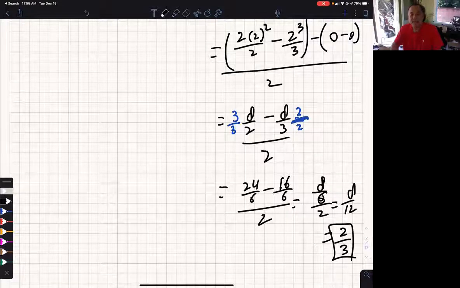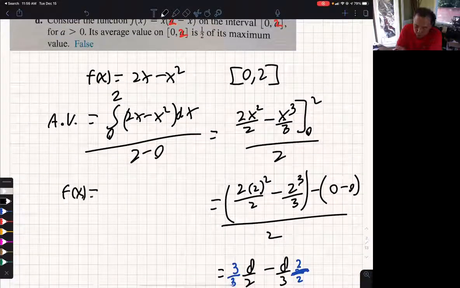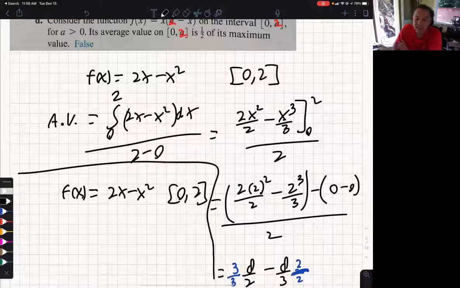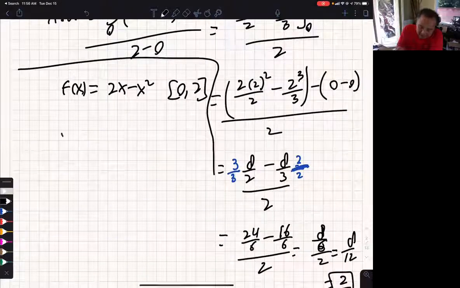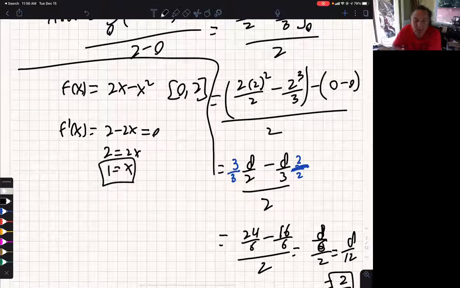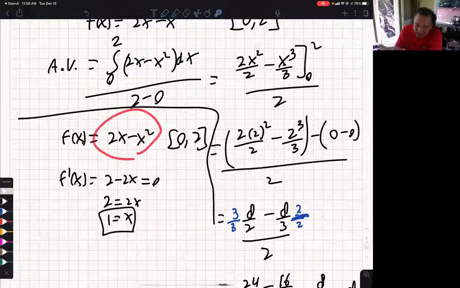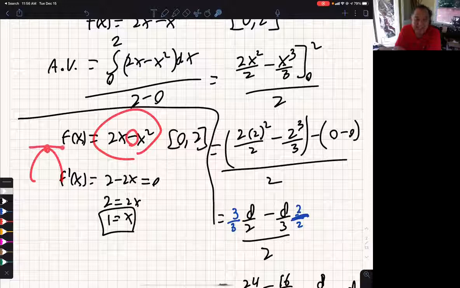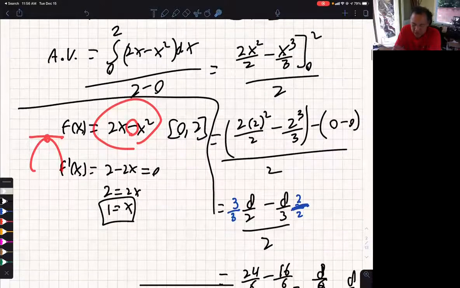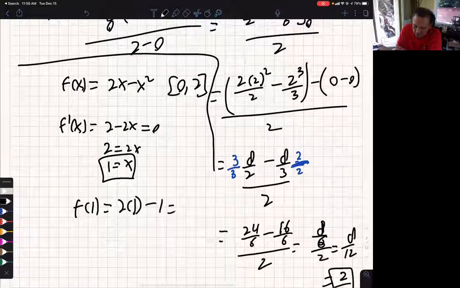Now I'm going to find the maximum value of this function, and we know how to do that because we are so cool. We are cool like drool. Where do max and mins occur according to chapter 4? Critical points and endpoints. Let's find the critical points. Take the derivative, set it equal to 0, add 2x to both sides, divide both sides by 2. My critical point is at 1. Now I am so smart because I know this is a parabola, and because the minus is upside down, that critical point is the maximum point. I know that. So I'm going to find f at 1. It's 2 times 1 minus 1, which is 1.